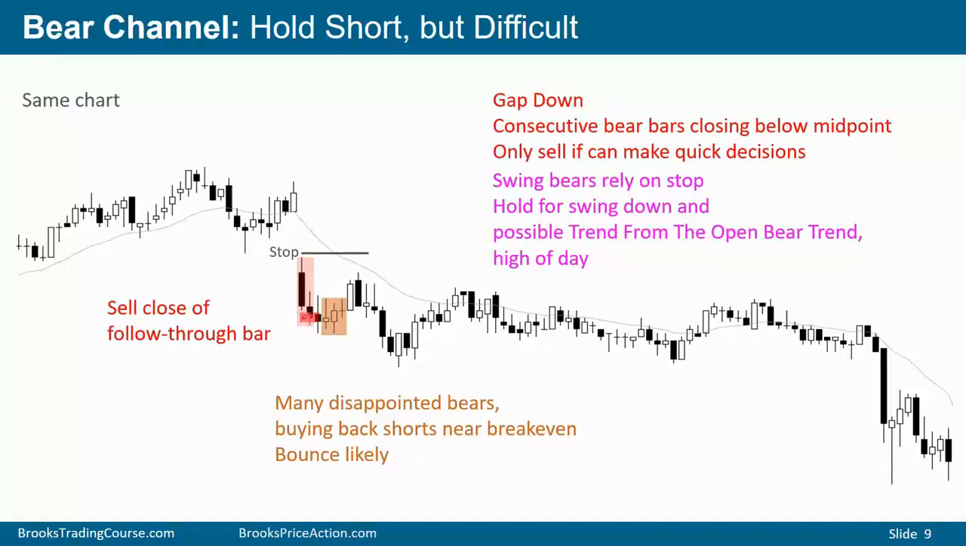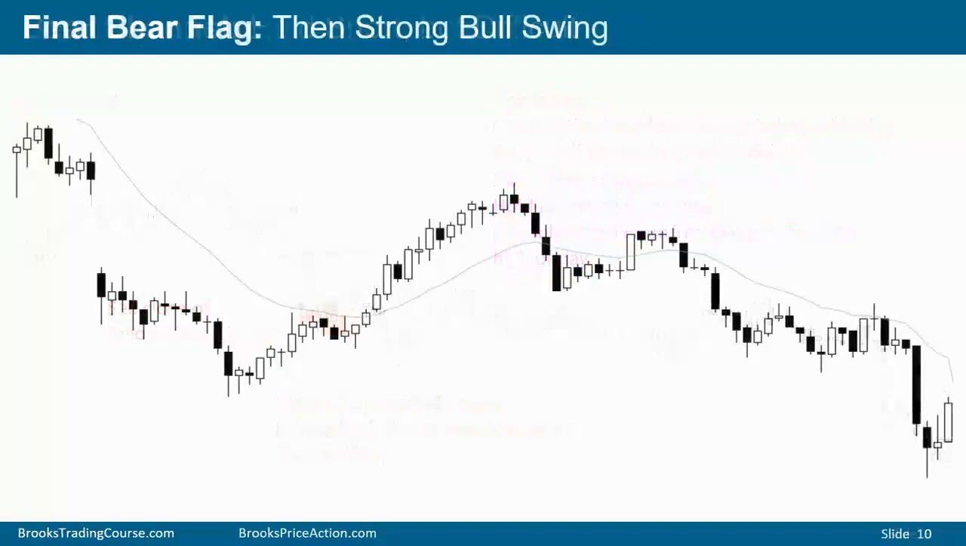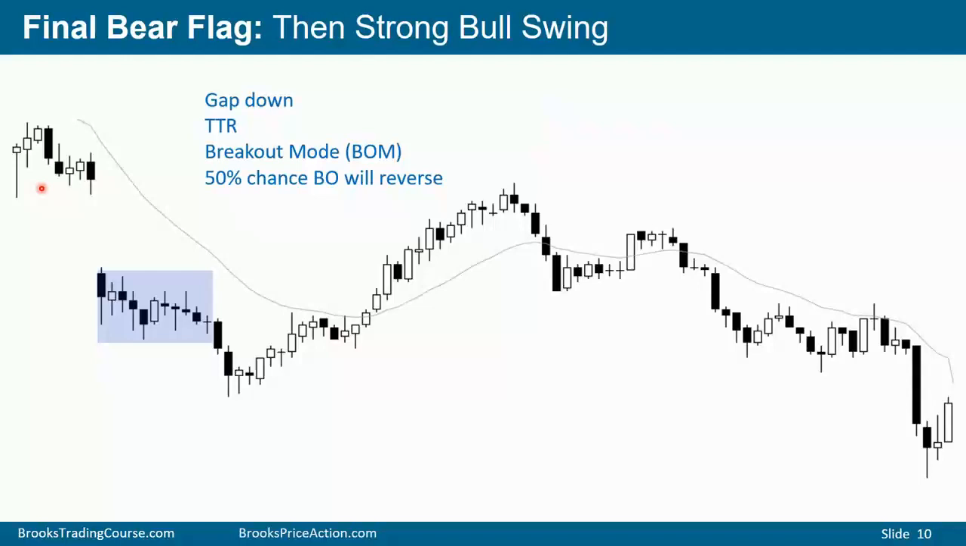If you do take that short and you trade it as a swing trade, you keep your stop above the high until there's a clear, strong reversal. It was a trend from the open, bear trend. Here we have a gap down, and then we entered a tight trading range. A lot of dojis, prominent tails, small bodies, and sideways with multiple reversals.